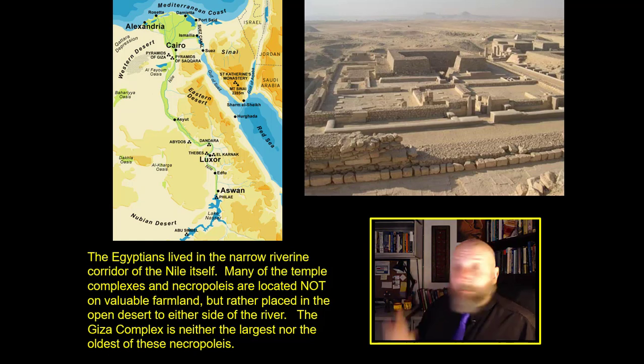See, we're used to maps. We look at a map and we want Upper Egypt to be at the top of the map and Lower Egypt to be at the bottom of the map. But that's not true.